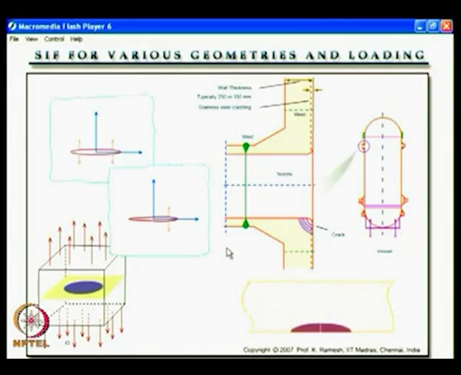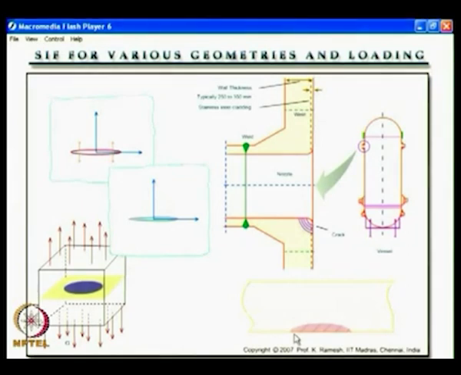In fact, in one of the classes the students have asked, you are analyzing only through the thickness crack, whereas in all practical geometry you have cracks on the surface appearing from corners. How these theories could be utilized in those situations? In fact, we would do how to find out stress intensity factor for this important class of problems.